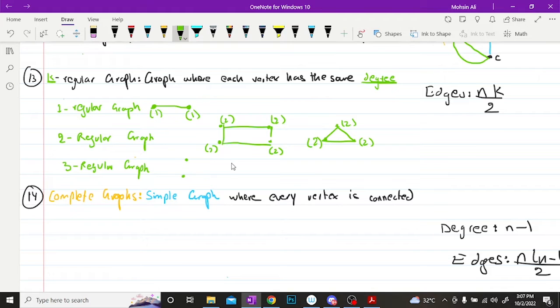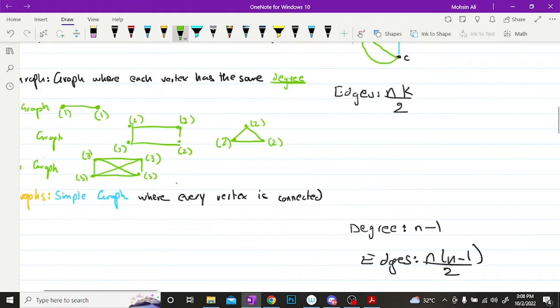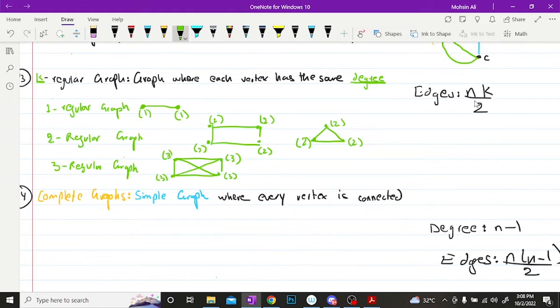An example of a 3-regular graph would be a box where every vertex is connected to all of the other vertices, and the degree for each vertex would be 3, 3, and 3. So that's K-regular graphs. The total number of edges in such a graph is defined as nk divided by 2, where k is the degree and n is the total number of vertices.